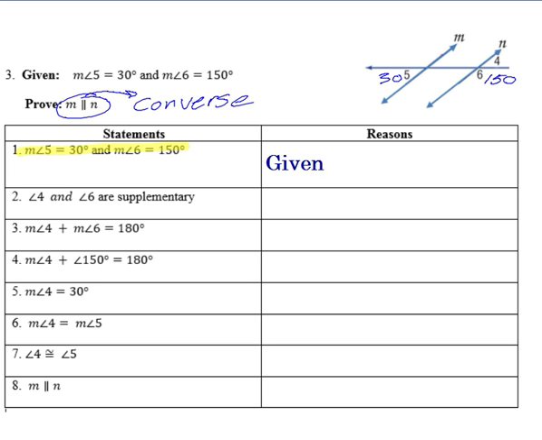So now the next step says that angle 4 and angle 6 are supplementary. So by looking at this diagram, how can I say that 4 and 6 are supplementary? Well, they are next to each other and form a linear pair. So you can say the linear pair postulate, or if you want to say definition of linear pair, that's appropriate too. Because by definition of linear pair, linear pairs are supplementary.